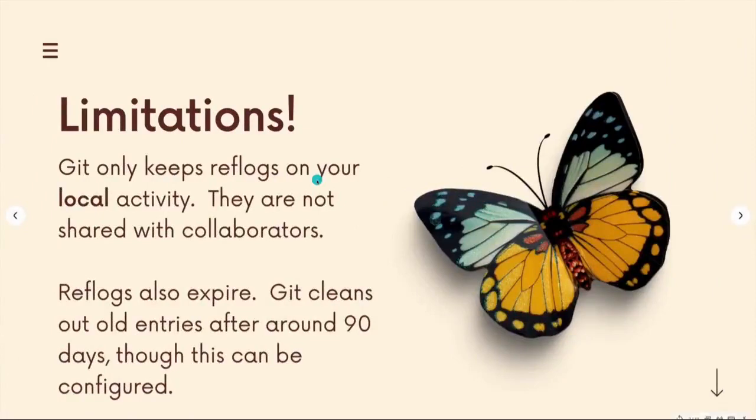And furthermore, they are non-permanent. They do expire. I think the default, according to the Git docs, is around 90 days, where old entries will be removed.